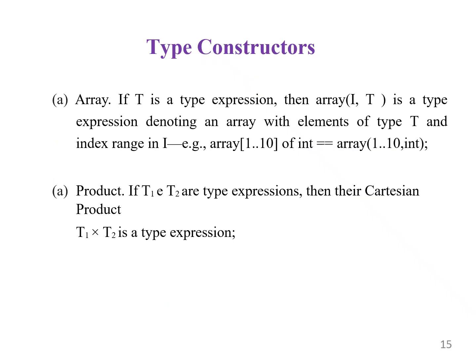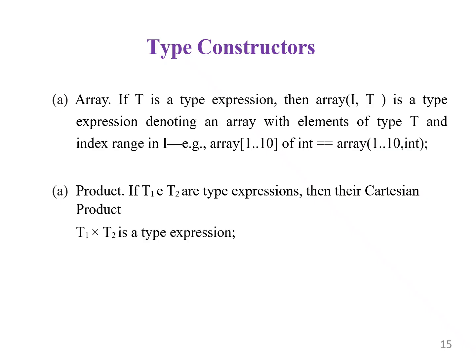Next come the type constructors. A type constructor can be an array form. For example, the syntax for the array form is array of I comma t. The t implies that it is of type integer. So this should be followed in this type of constructor. Next is the product. If you have two different type expressions t1 and t2, then the Cartesian product of t1 and t2 should also map to a particular type expression.